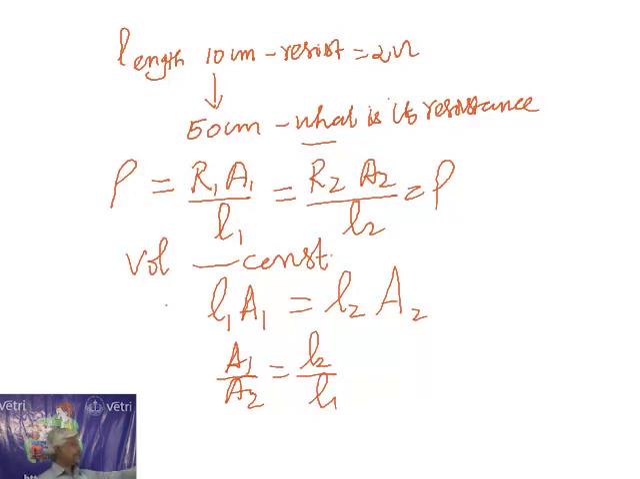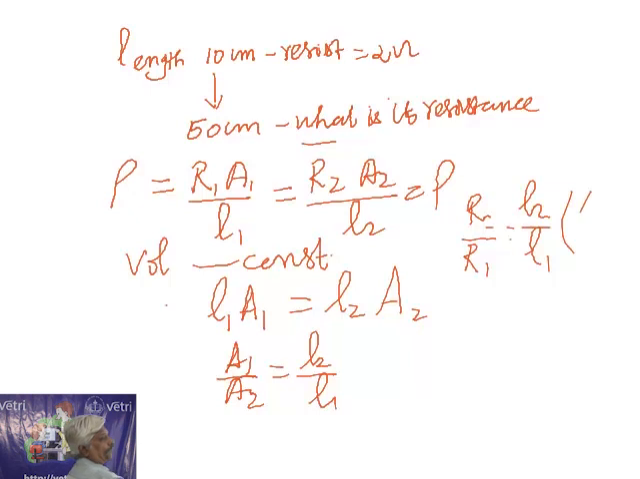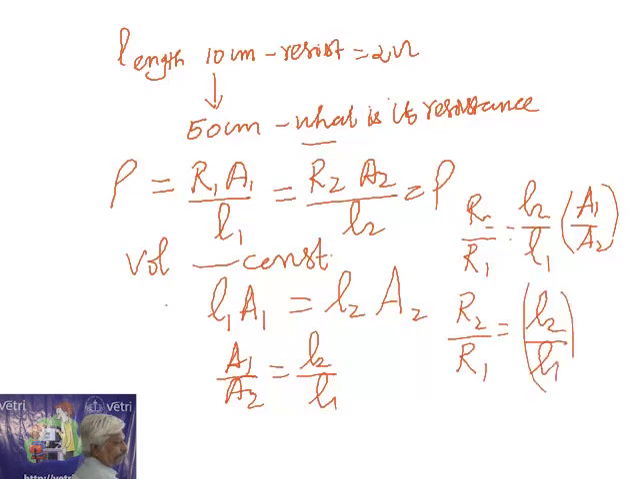So we take R2 by R1 is equal to L2 by L1 into A1 by A2. From the previous step, L2 by L1 is also A1 by A2, so A1 by A2 can be replaced by L2 by L1. Therefore, R2 by R1 is equal to L2 by L1 the whole square. So this is the formula I have arrived at. So many steps we have to involve.